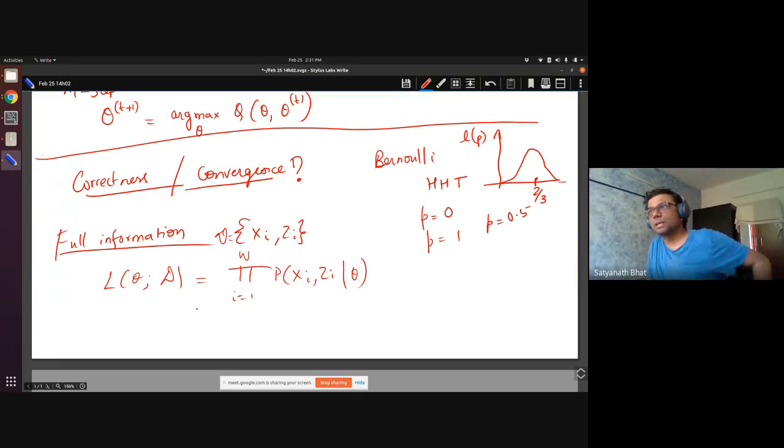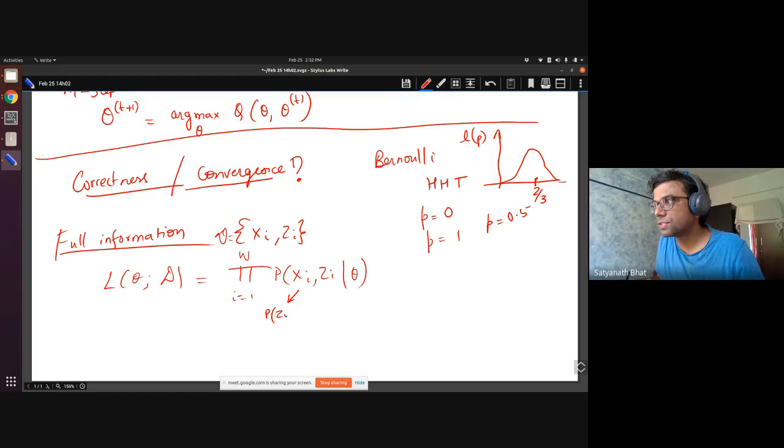The good thing about this is, since you have some form like this, you can use Bayes rule and write this as P of Zi into P of Xi given Zi. Theta is always there. So let me write this properly.